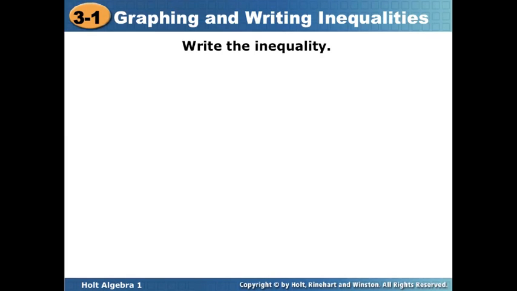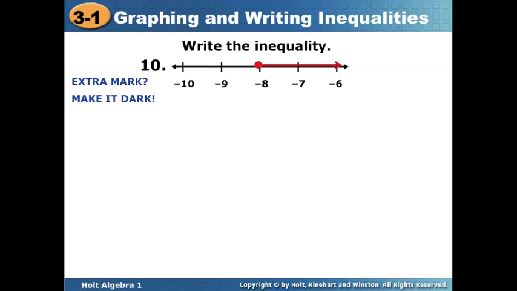We're now going to write an inequality given a graph. Copy this graph to your paper. We are going to write our answers in set notation. First, look at the circle. If it's an open or closed circle, that will tell you if it needs to be equal to or not. Here we have a closed circle, so we will put an extra mark because it's dark. So write your set notation.